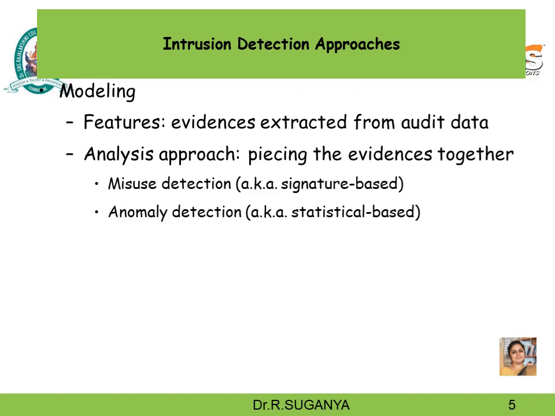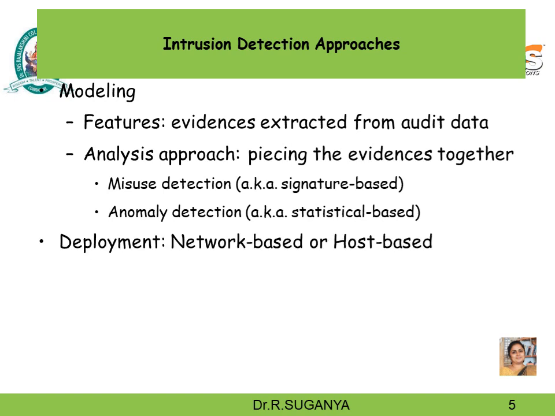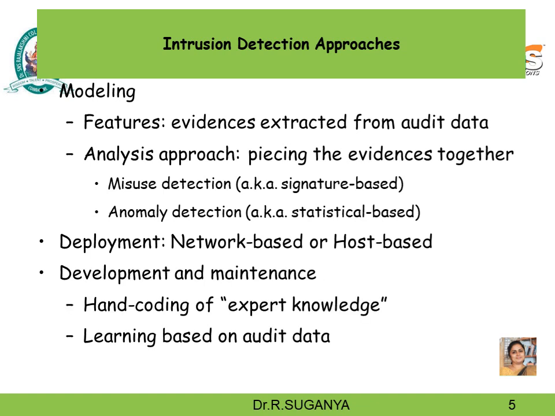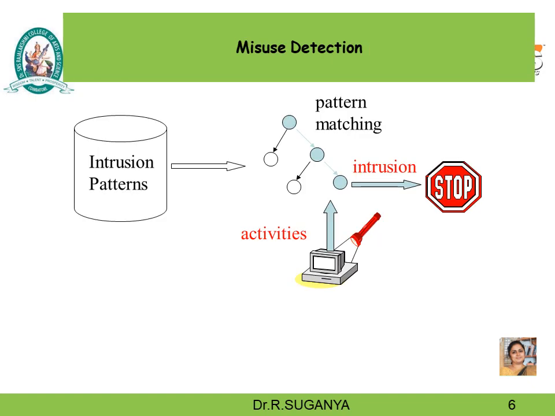Intrusion detection approaches. Features: evidence is extracted from audit data. Analysis approach, that is piecing the evidence together: misuse detection, which is signature based, and anomaly detection, which is statistical based. Deployment can be network based or host based. Development and maintenance: hand coding of expert knowledge, or learning based on audit data. Misuse detection is pattern matching of intrusion patterns, where intrusion activities can be carried out in a number of ways.